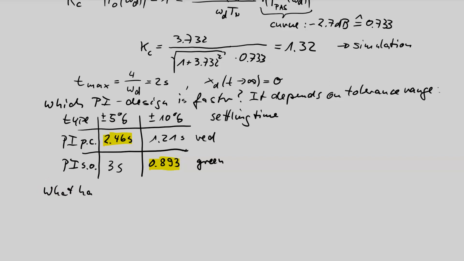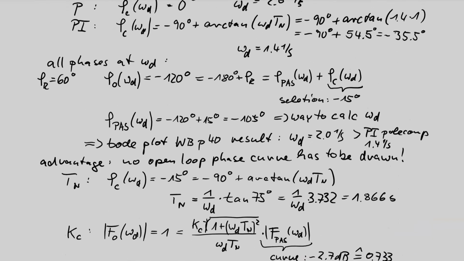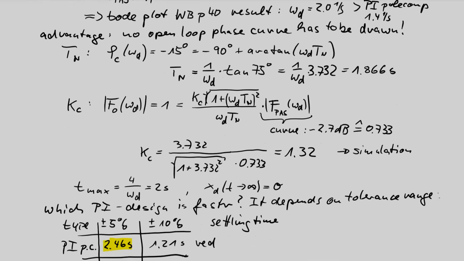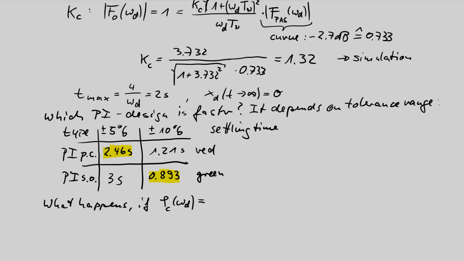What happens if phi c at omega d is selected to smaller values? You see, in this situation, I have selected this value to -15. Why -15? Why not smaller? Why not -1 or -2? Now, I show you what happens if this is too small.